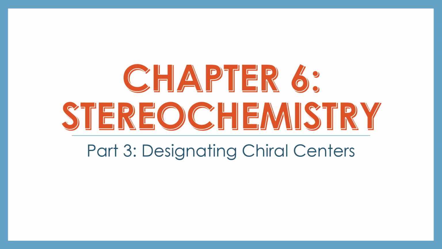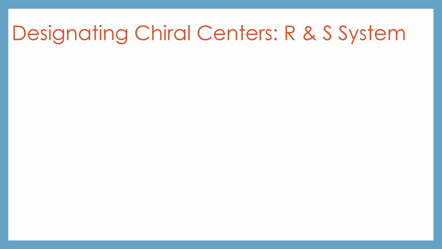Chapter 6, Part 3, Designating Chiral Centers. We use the R&S system to designate chiral centers. The R&S system uses the same priority system that we saw with the EZ system.